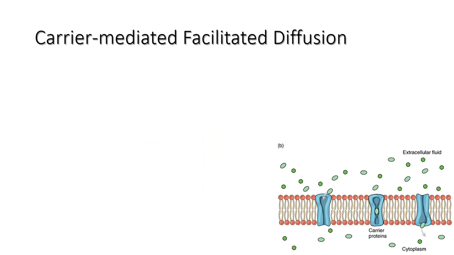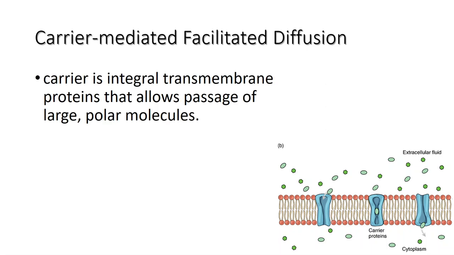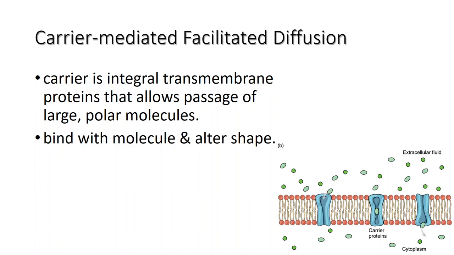The carrier is an integral transmembrane protein that allows passage of large polar molecules. Carrier proteins aid in facilitated diffusion by binding a particular substance, then altering their shape to bring that substance into or out of the cell. A common example of facilitated diffusion is the movement of glucose into the cell, where it is used to make ATP.